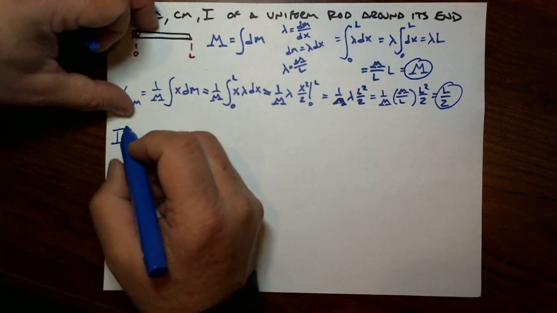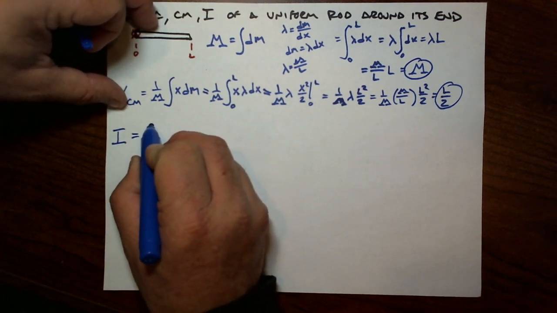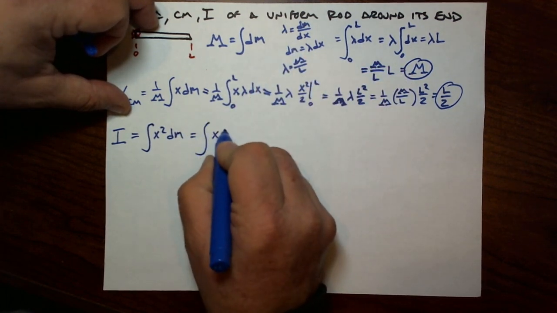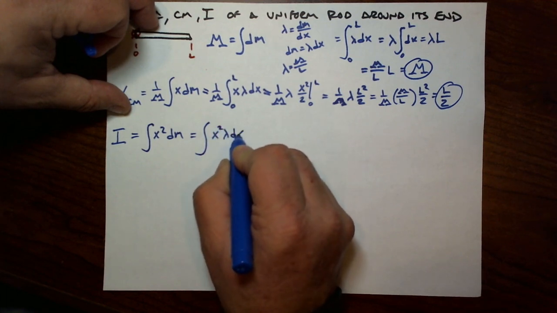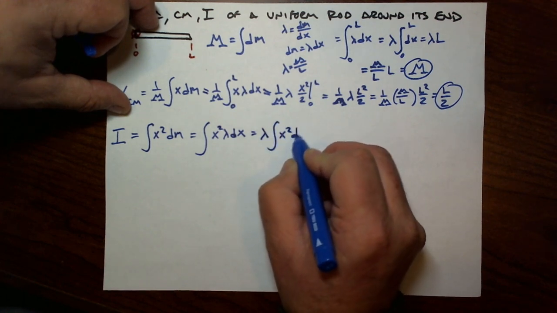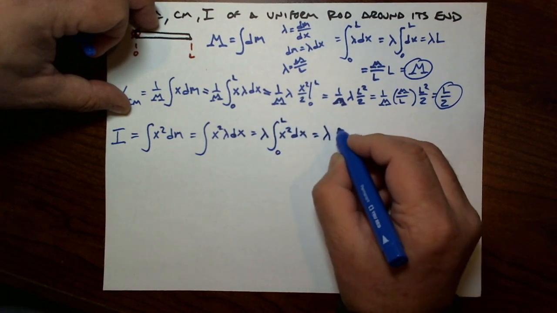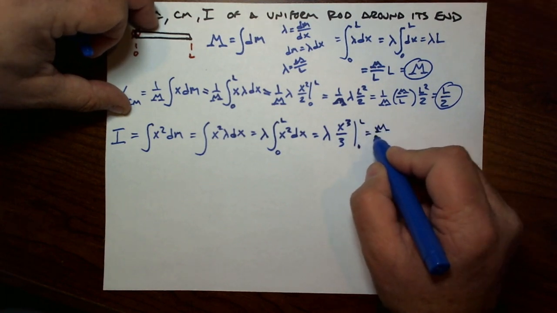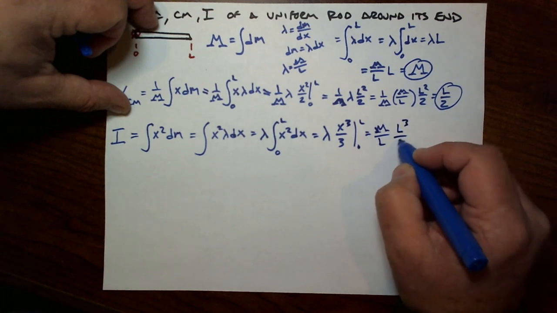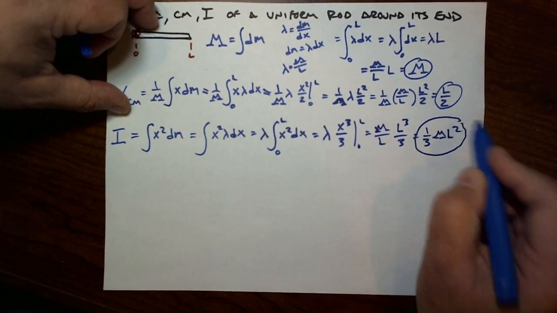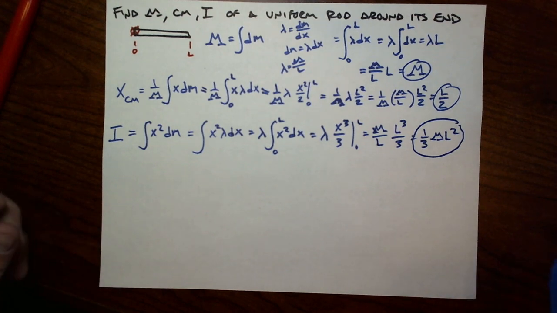Okay, finally, our moment of inertia, the moment you've been waiting for. That's going to be the integral of x squared dm. We're going to put in lambda dx, and pull the lambda out front. We're going to get lambda times x cubed over 3, evaluated from 0 to L. That's going to be m over L, that's the lambda, times L cubed over 3, and that's 1/3 m L squared, which is what we knew it would be. So that's practice on how a uniform rod works.